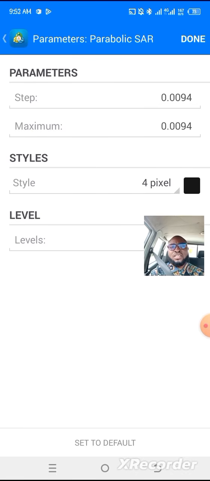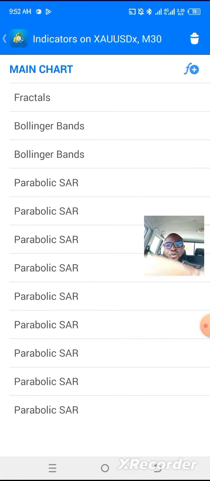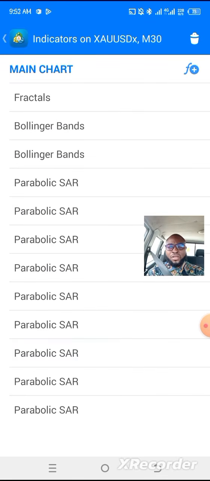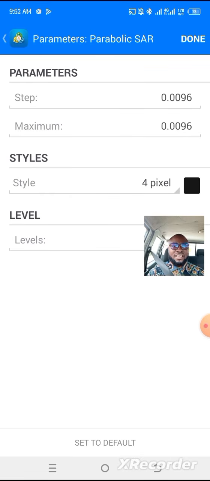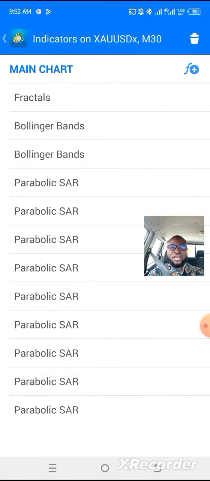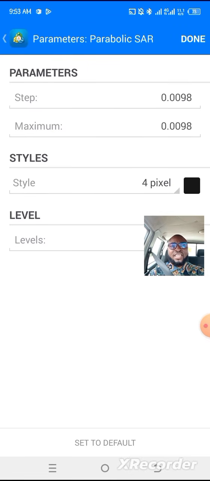The next one is step 0.0094, max 0.0094. The next one is 0.0095, then 0.0096, 0.0096. The next one is 0.0097, 0.0097. The next one is 0.0098, 0.0098. And then the next one, step is 0.0099, max is 0.0099. Then you click done.